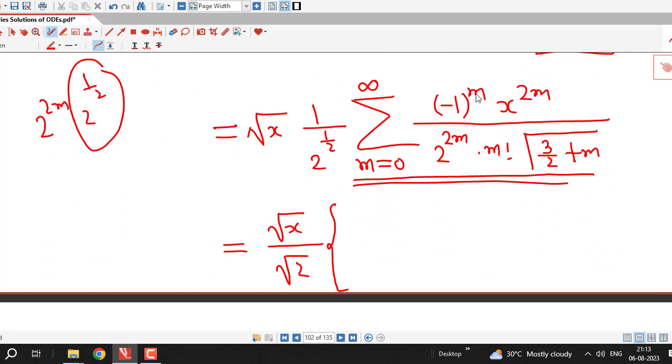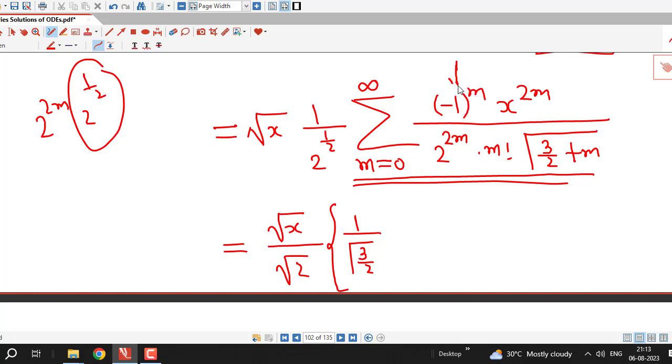For m equal to 0, I will have minus 1 raised to 0, that is 1, x raised to 0, that is also 1, 2 raised to 0, that is 1, 0 factorial is also 1, and gamma 3 by 2 plus 0, that is gamma 3 by 2. So corresponding to m equal to 0, we have only gamma 1 by 2. Now I take m equal to 1.